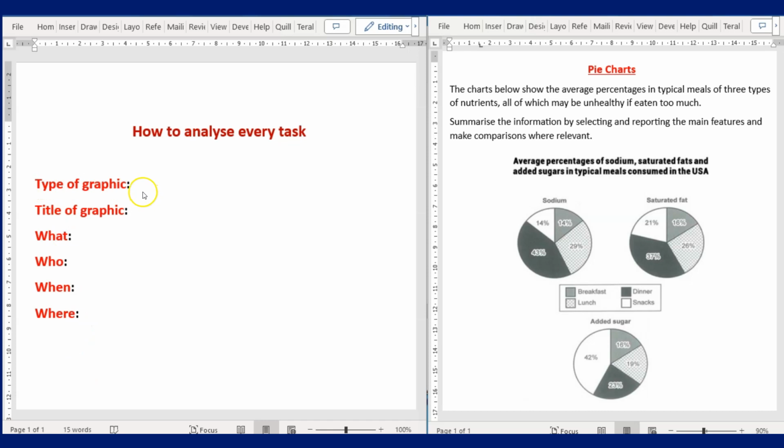So you have to state the type of graph you are looking at, the title of the graph, what the graph is about, what are those involved, or what is the variables involved, when was it taken, at what time and where, in what place in case it is given. One thing you should note about pie chart is that there are several things you can also look at, like the keys. Okay, you have to also look at the keys, and also you have to look at the unit of measurement. Okay, so in this one is percentage, so you have to also look at that.